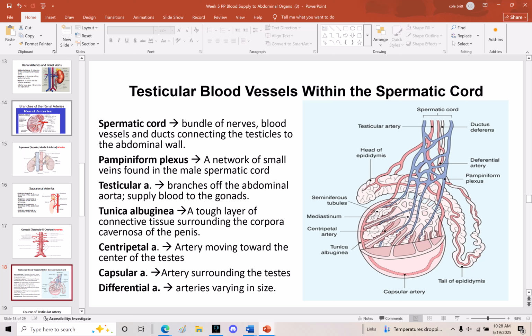But you also have arteries making their way down from the testicular artery up in the abdominal wall. And that supplies what's called the epididymis right here, and supplies the actual testicle itself. Now also in this spermatic cord you have venous drains, or what's called the pampiniform plexus. You notice how you've got one artery come down, and the veins spread out everywhere.